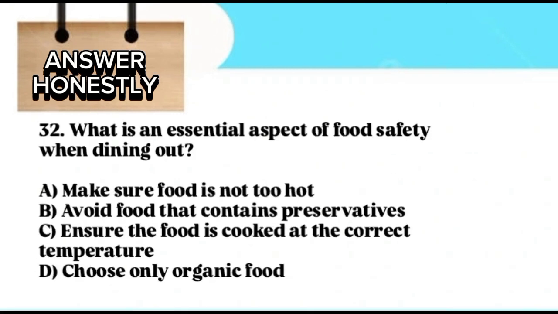What is an essential aspect of food safety when dining out? A. Make sure food is not too hot. B. Avoid food that contains preservatives. C. Ensure the food is cooked at the correct temperature. Or D. Choose only organic food.